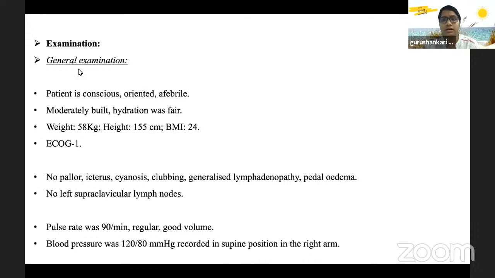Moving on to the clinical examination, general examination: the patient was conscious, oriented, afebrile. She was moderately built and her hydration was good. Her weight was 58 kg with a height of 155 centimeters. Her BMI was 24. She was ECOG class 1. There was no pallor, icterus, cyanosis, clubbing, generalized lymphadenopathy or pedal edema. There were no left supraclavicular lymph nodes. Pulse rate was 90 per minute, regular and of good volume. The BP was 120/80 millimeters of mercury, recorded in supine posture in the right arm.